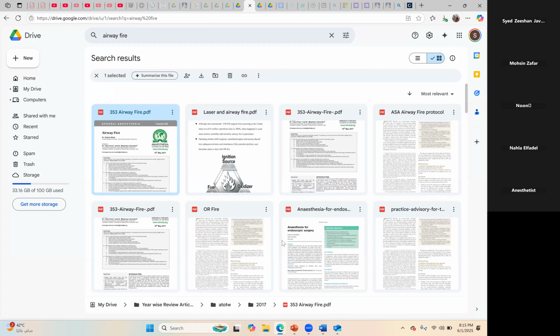In this folder you will find the laser and airway fire material. Okay, you will find it here.